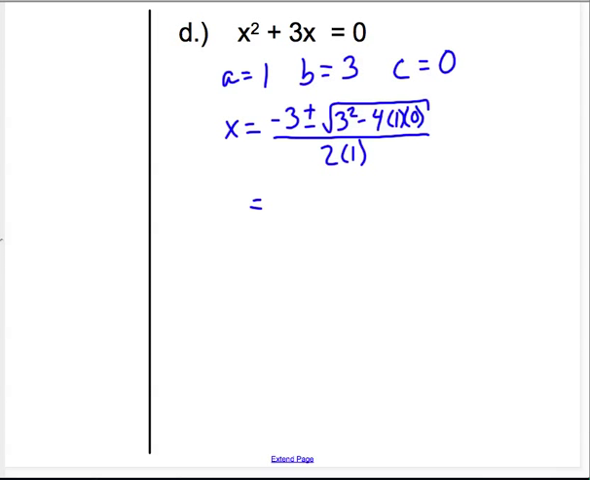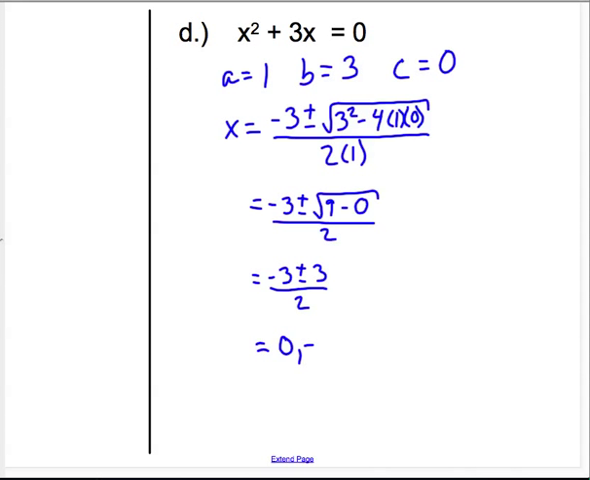When we simplify under the radical, we get negative 3 plus or minus the square root of 9 minus 0, all over 2. The square root of 9 is 3, because of course 9 minus 0 is 9, so the square root of that is 3. Again, we got an integer, so I'm going to simplify this to my two answers. Negative 3 plus 3 is 0, divided by 2 is 0. And negative 3 minus 3 is negative 6, divided by 2 is negative 3.